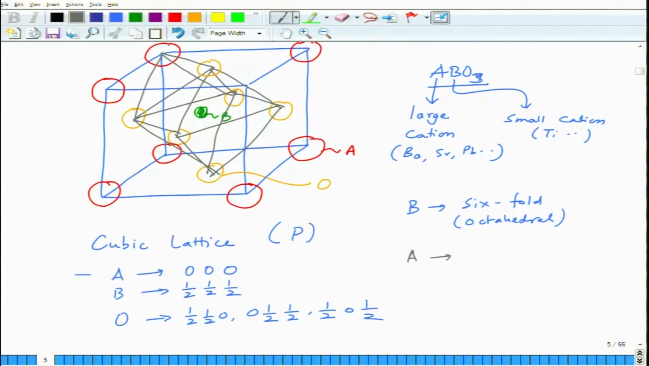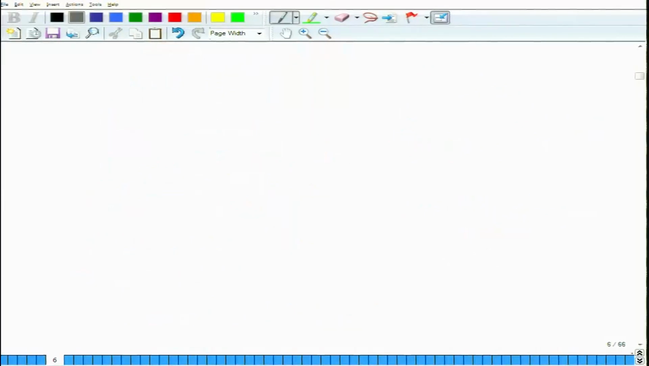But some of these atoms are shared by 2 unit cells, so it will be 12-fold coordination. And it makes sense because B is a smaller atom, it requires, based on the radius ratio, 6-fold coordination, and A has a coordination which is 12-fold because it is a bigger atom. You can represent this unit cell in a different manner also.